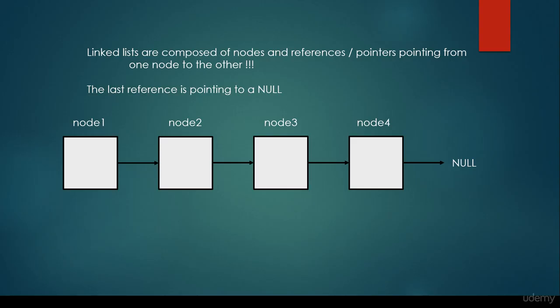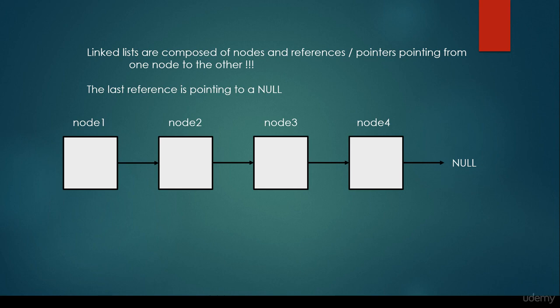What are linked lists? Linked lists are composed of nodes and references or pointers pointing from one node to the other. Of course, the last reference is pointing to a null, and basically it's very important because this is how we are able to detect that the last node is pointing to a null.